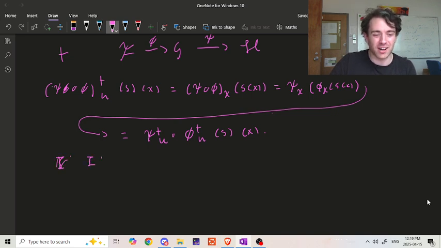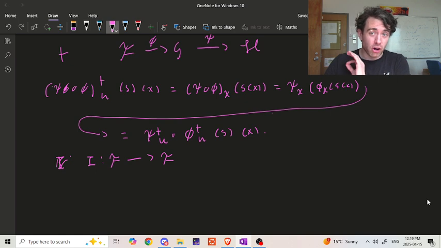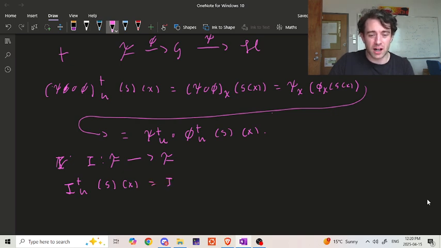And lastly, but certainly not leastly, suppose we had the identity map. I'll just write it as I. The identity morphism from f to f. What is that going to do on f plus? Well, let's see. I plus u of s evaluated at x is going to be I sub x of s x. But now let's think about, here we'll do an explicit computation.